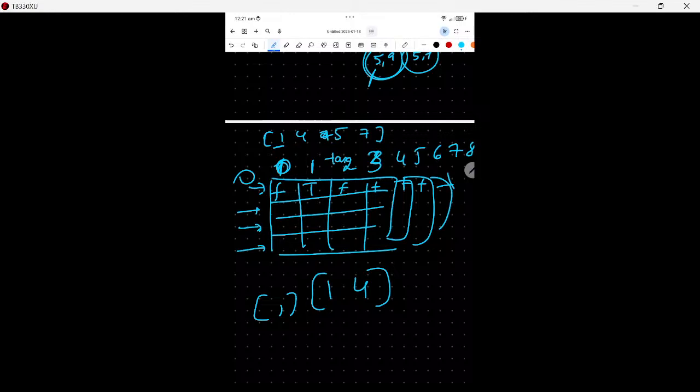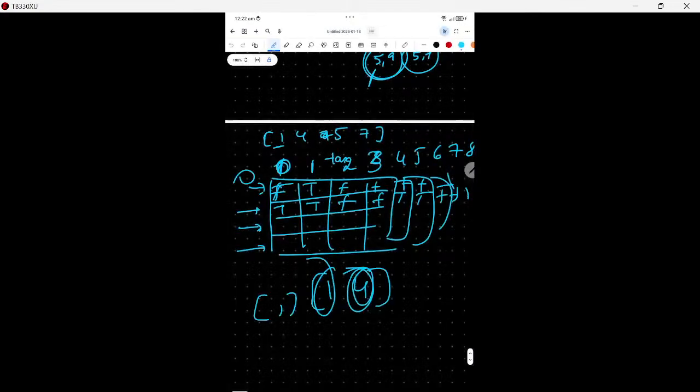You can pick or not pick, whatever you want. Can I get a 0? Yes, you can write true, because by taking a null set you can write true here also. Next, for 1, yes, you can get 1 by not picking this. Can I get 2? No, false. Can I get 3? No, false. Can I get 4? Yes, true. Can I get 5? True. The remaining are all false.